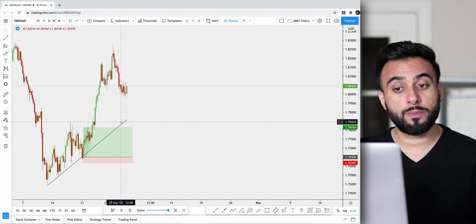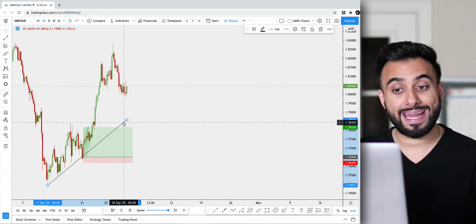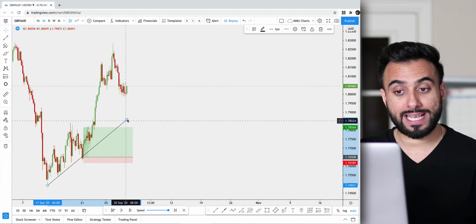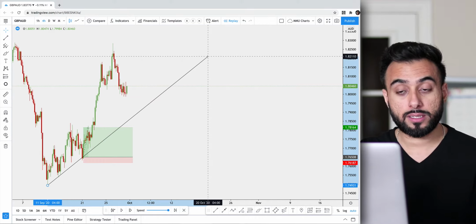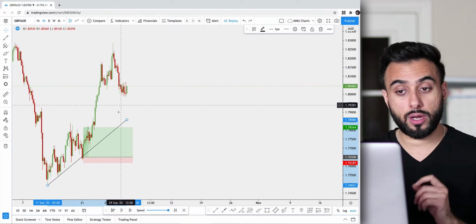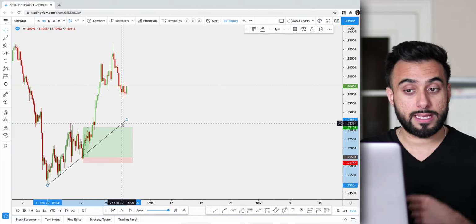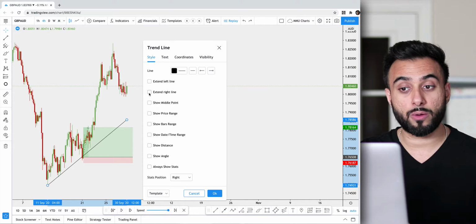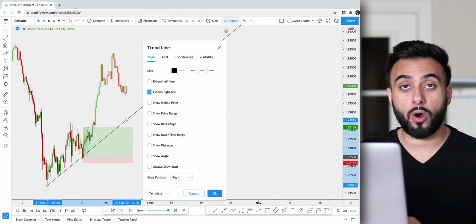And you always want to make sure that you keep extending the trend lines past where the current price action is. Why? Because we're going to be using this information to allow the price to bounce off of our line in the future. Another way you can allow this to extend in the future is to double click the actual trend line, and click right over here where it says extend right line.